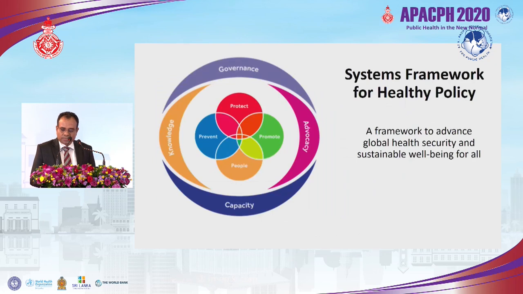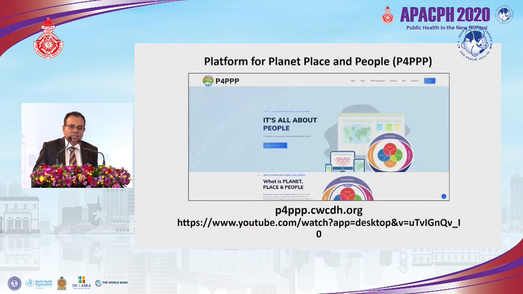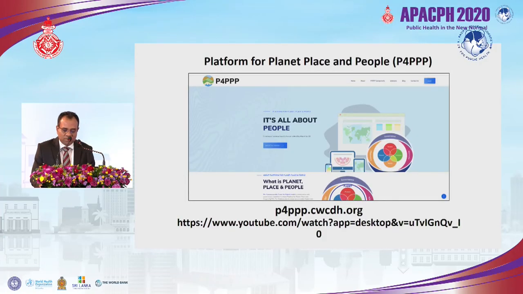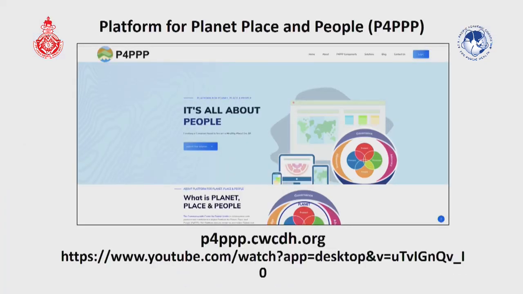But going further, to remind you, our initial aim was something much bigger: to look at all the products out there as much as possible and to see how those products could be put together in the health systems framework so that people could use it effectively to strengthen their health systems. We have started work on that, and just last week, on the 3rd, we launched the platform for Planet, Place and the People, and I've given the URL for that as well as the YouTube link for the launch.